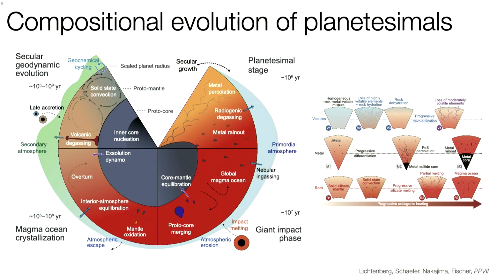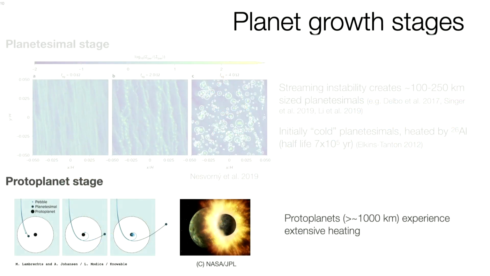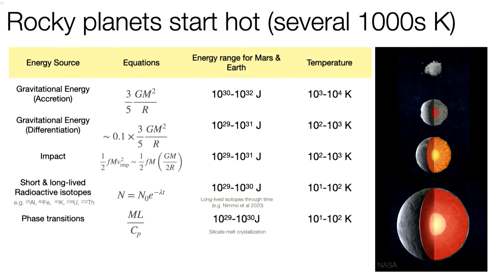So we talked about the planetesimal stage, so let's move on to the protoplanet stage. During the protoplanet stage, as we heard earlier today, the protoplanets grow by pebble accretion as well as mutual collisions. And once protoplanets reach larger than 1,000 kilometers, they could experience extensive heating and also melting. So here is a list of energy sources for rocky planets. The top one is the gravitational energy due to accretion. The second one is the energy due to differentiation, impact, and radiogenic heating, and also phase transitions.